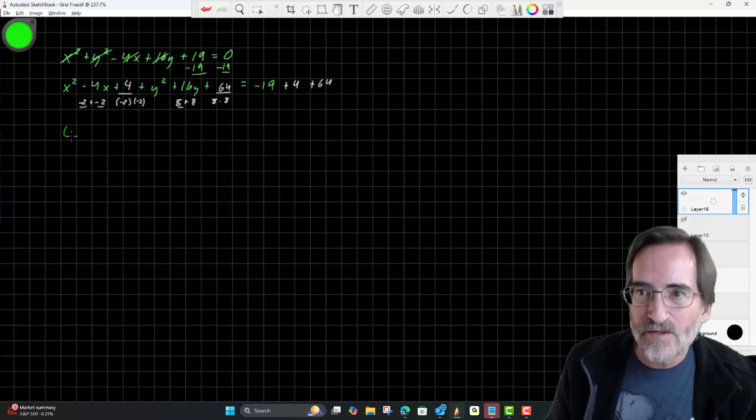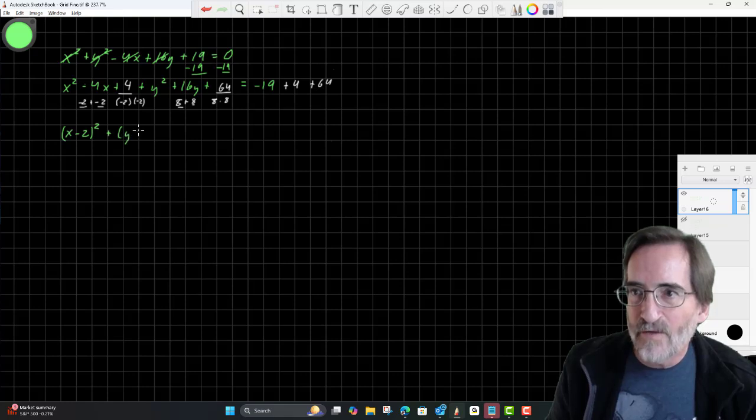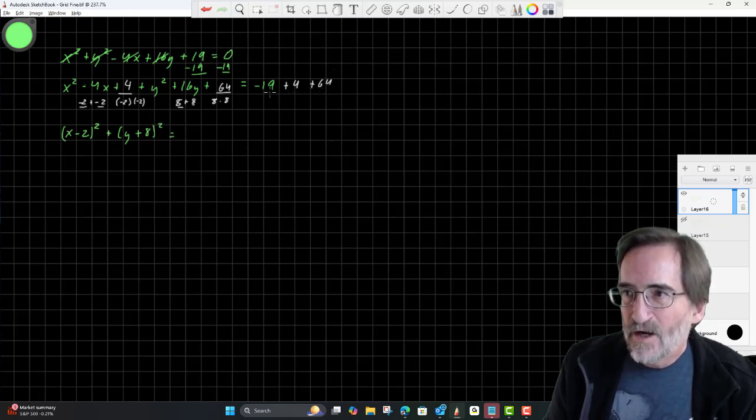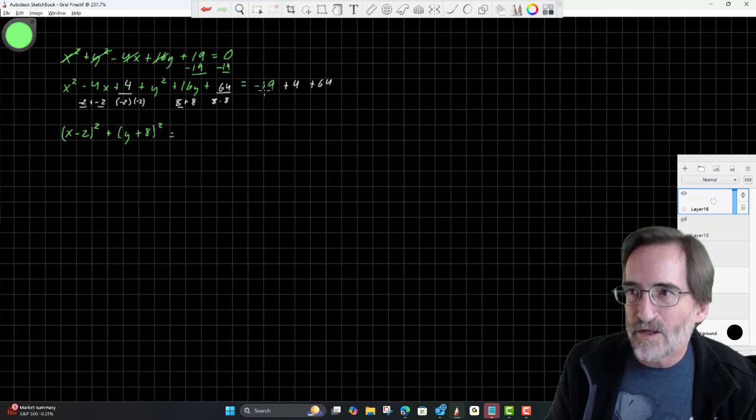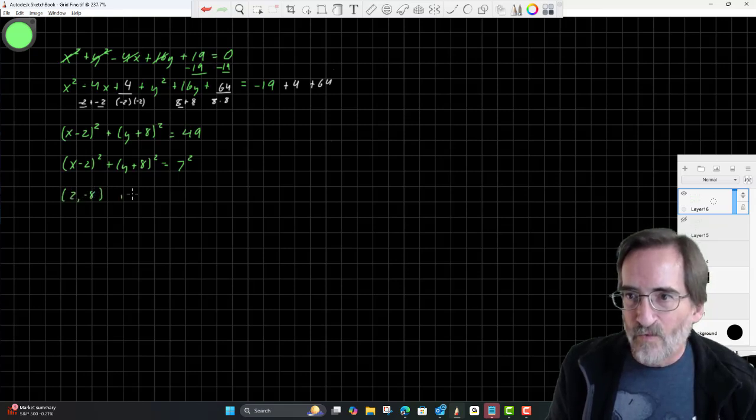Now write this as a perfect square. X minus 2 squared plus, oops, color again. There we go. Okay. So x minus 2 squared plus y plus 8 squared equals, and what all this works out to, 64 and 4 is 68. I think 68 minus 20 is 48, but give back 1, 49. And one more step. X minus 2 squared plus y plus 8 squared equals 7 squared. And so this is a circle centered at 2, -8, with a radius of 7.